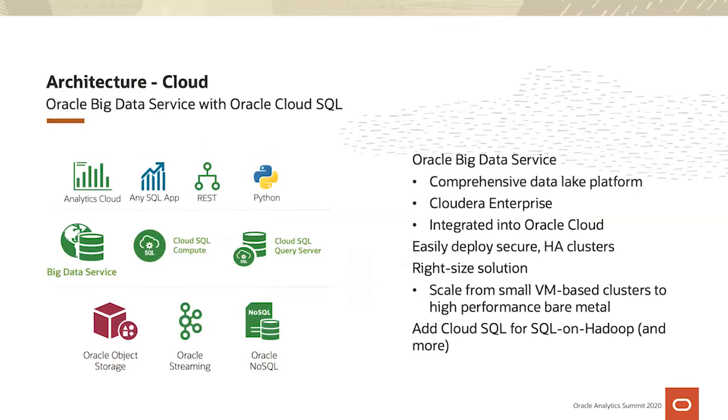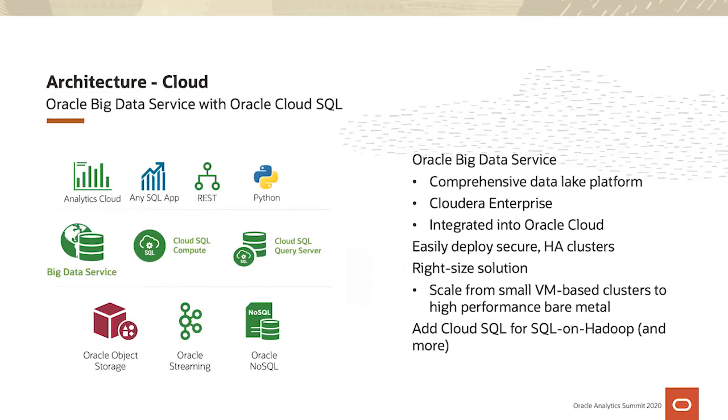Now, Cloud SQL is a similar architecture, right? So with Big Data Service, which is a new OCI native cloud service that was released in April, Big Data Service provides a comprehensive data lake platform, right? It's based on Cloudera. It's a native OCI service. It enables you to easily deploy secure HA clusters with just a few mouse clicks. And you can build a cluster to whatever size you need, right? From small development clusters to large data lakes.